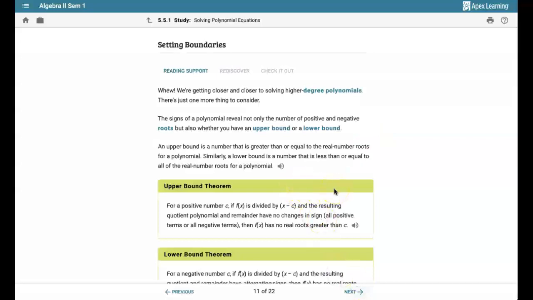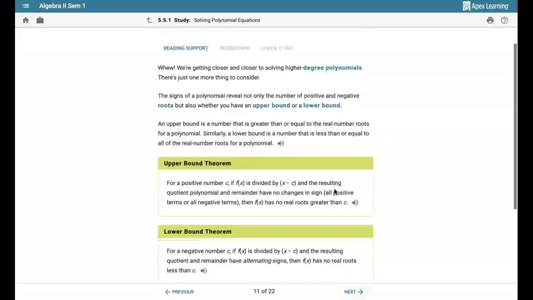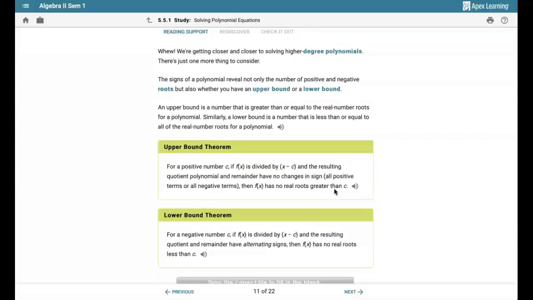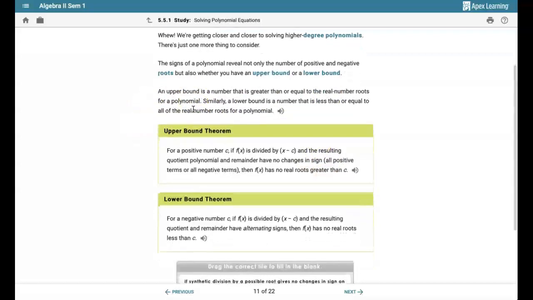All right, so I know this is a long one here, so bear with me, but it's super important. We're getting closer to solving those higher degree polynomials, but first we have to talk about upper and lower bounds. An upper bound is a number that says nothing will be greater than this number. It is a bound, so everything stays in between. Upper means it's the highest number there. Similarly, a lower bound is a number that is less than or equal to all real roots. So no real root will be lower than that value. It could be that value, but it won't be any lower than that.